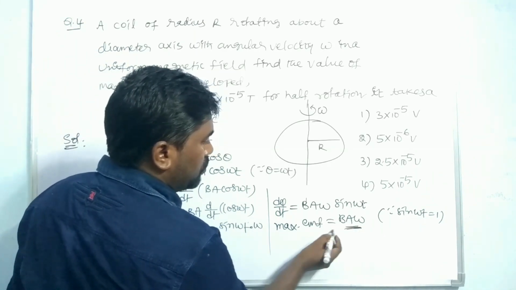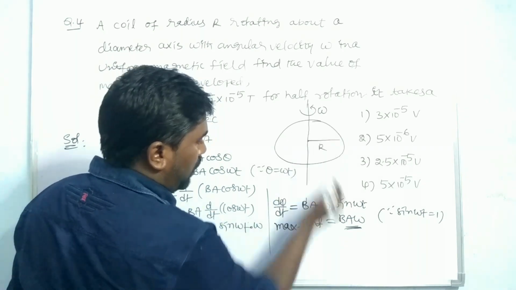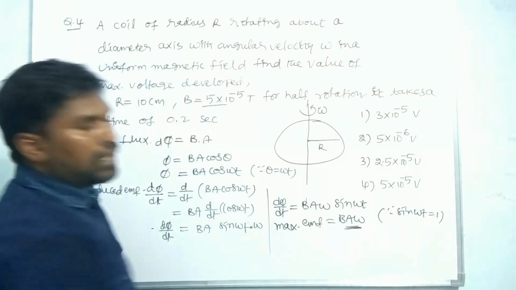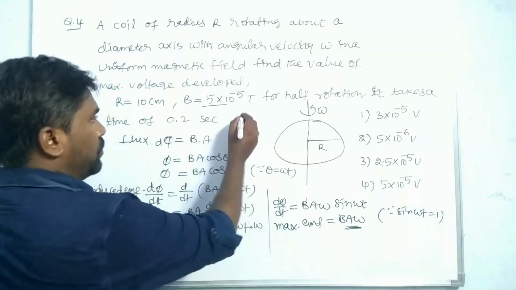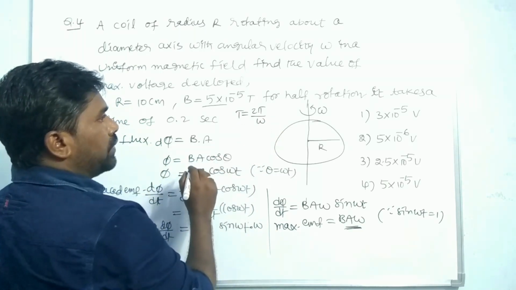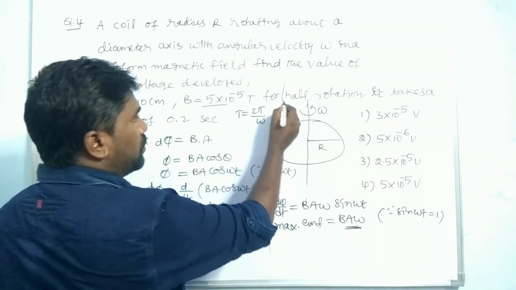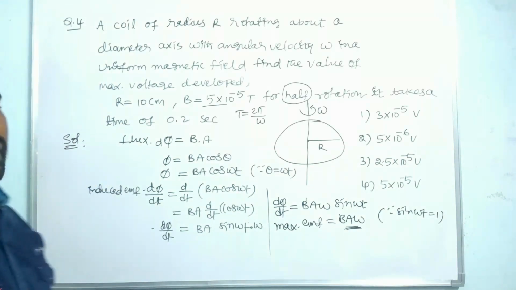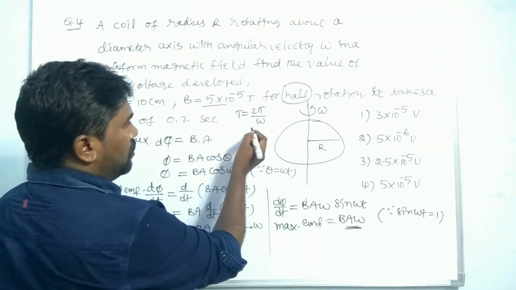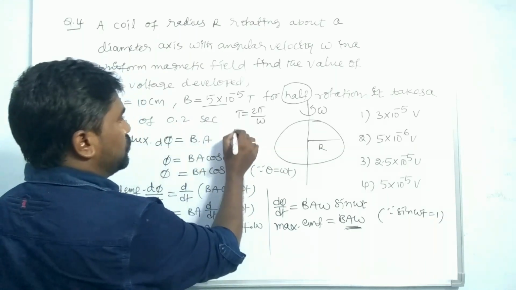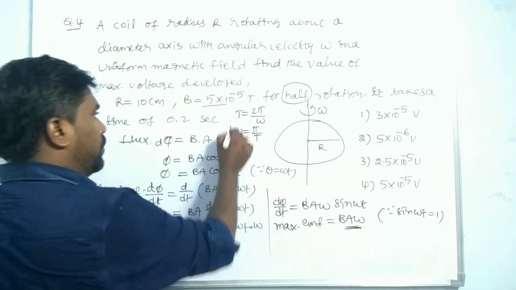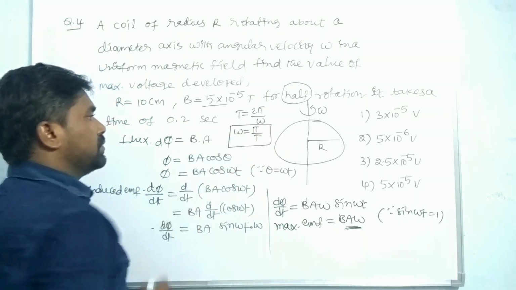You have to substitute all those values. A is the area of the coil, and B is the magnetic field which is given to us. Omega is the angular velocity, so from T equals 2 pi by omega. One more thing you have to remember: this is the full rotation, and half rotation means divided by 2. So omega is equal to pi by t only.